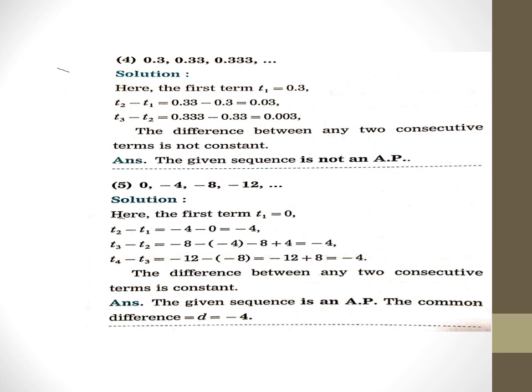Then remember, for however many terms they give in the sequence, you want to find their subtraction, that is, the common difference across all the given terms. If the common difference is the same for all terms, then only it is an AP. Are you understanding? Okay.